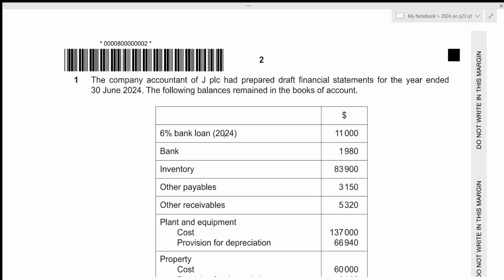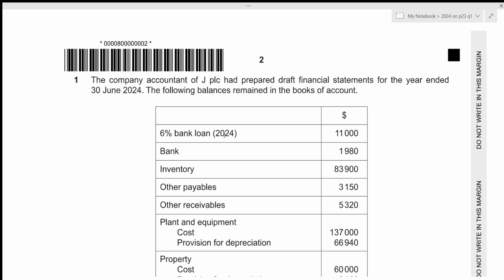And in this video, we'll be going over A-Level Accounting 2024 October-November Paper 2-3 question number 1. This is Paper 2, which consists of 4 questions. 2 of them will be of 30 marks and 2 of them will be of 15 marks. And the total time limit for the paper is 1 hour and 45 minutes.